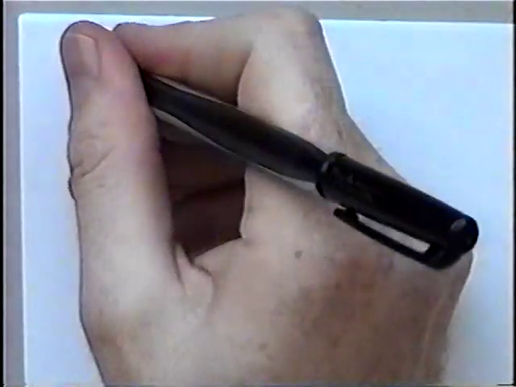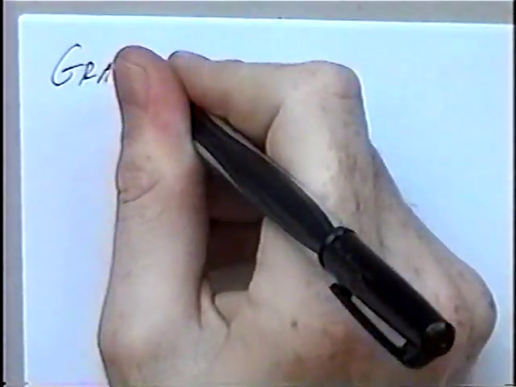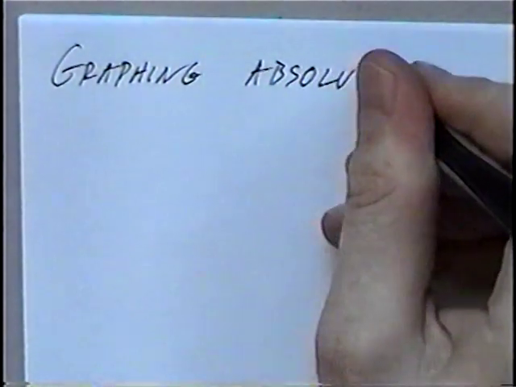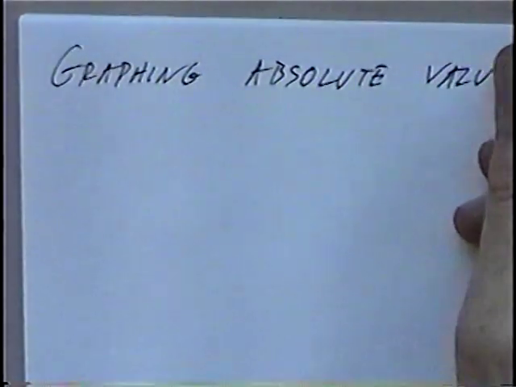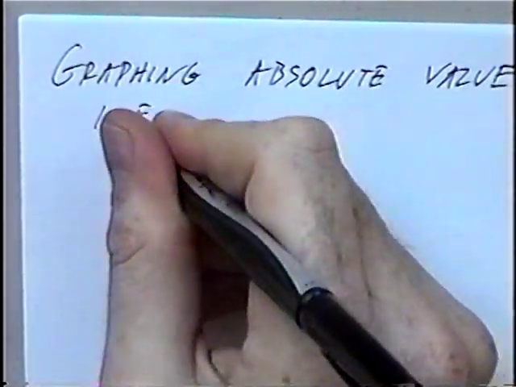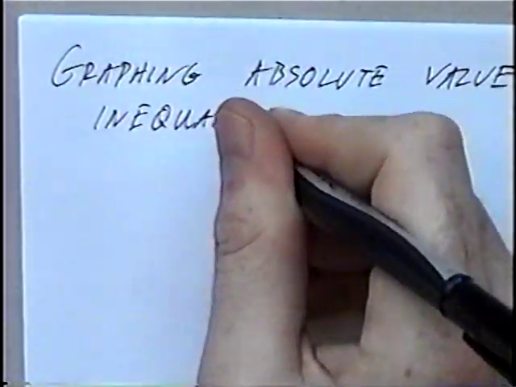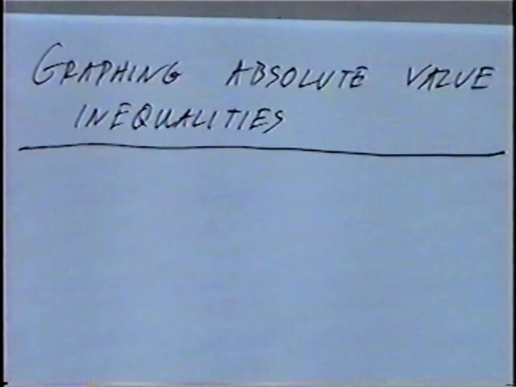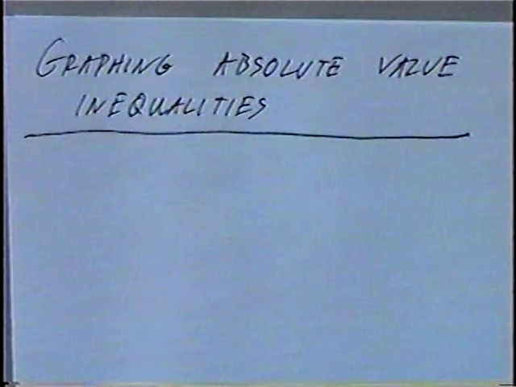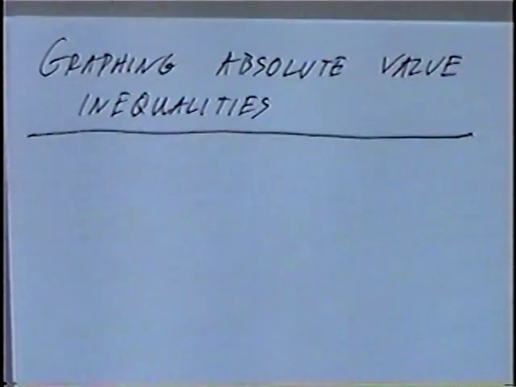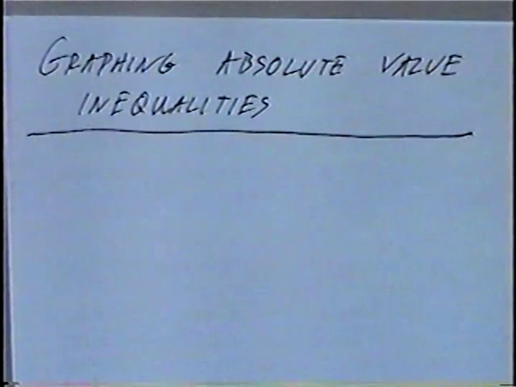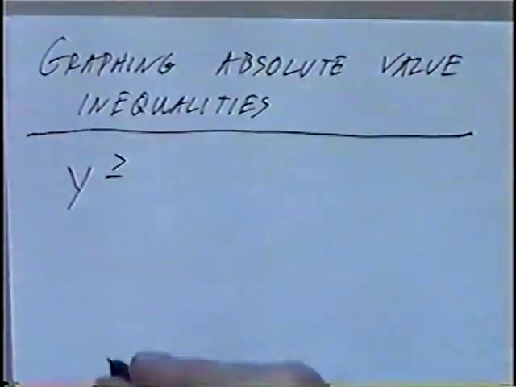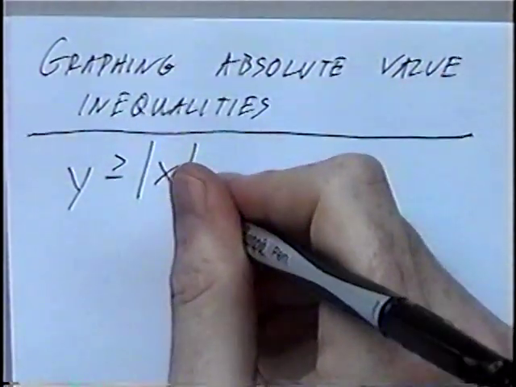Title of the last section today is Graphing Absolute Value Inequalities. In this section we'll be graphing inequalities on a xy axis, and the inequalities will contain absolute values. The first question, y is greater than or equal to the absolute value of x.